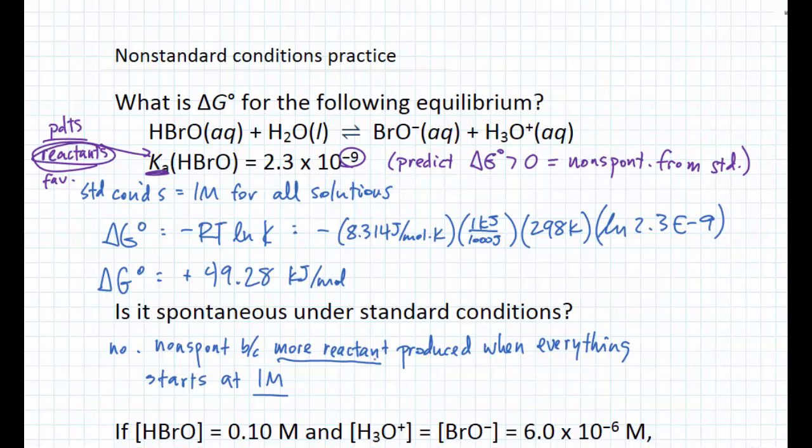And that's consistent with what we know about how weak acids behave. They're mostly intact and not ionized. So if we start with 1 molar of everything, including intact and ionized, we're going to go backwards to make more intact molecules. Okay?